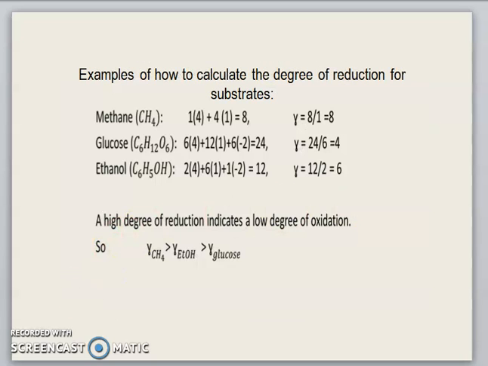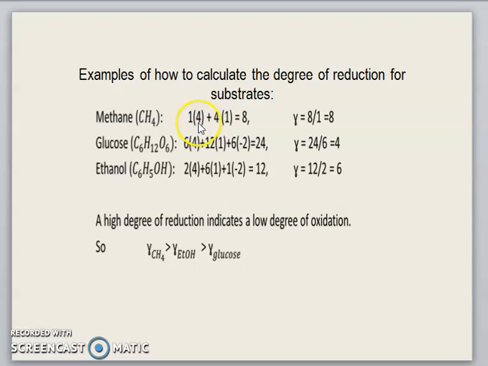Alright, let's see the examples. How to calculate the degree of reduction for the substrate. For example, you have methane as your substrate. We know that the empirical formula is CH4. So, 1 C times the degree of reduction of C, which is 4, plus hydrogen. We have 4 molecules of hydrogen here, times the degree of reduction of hydrogen, which is 1.